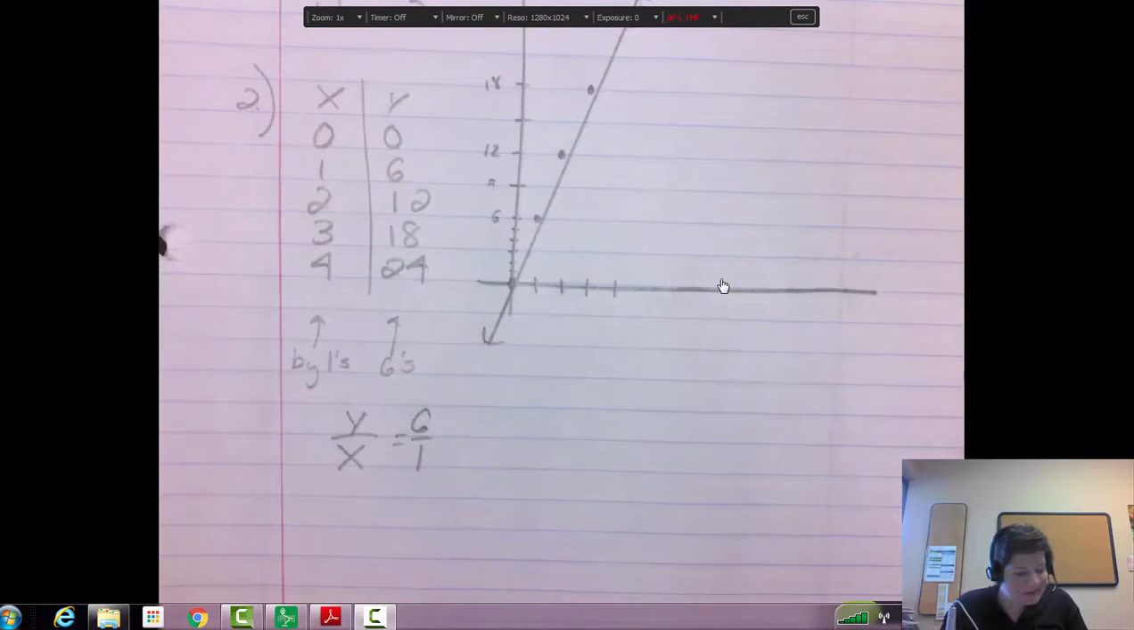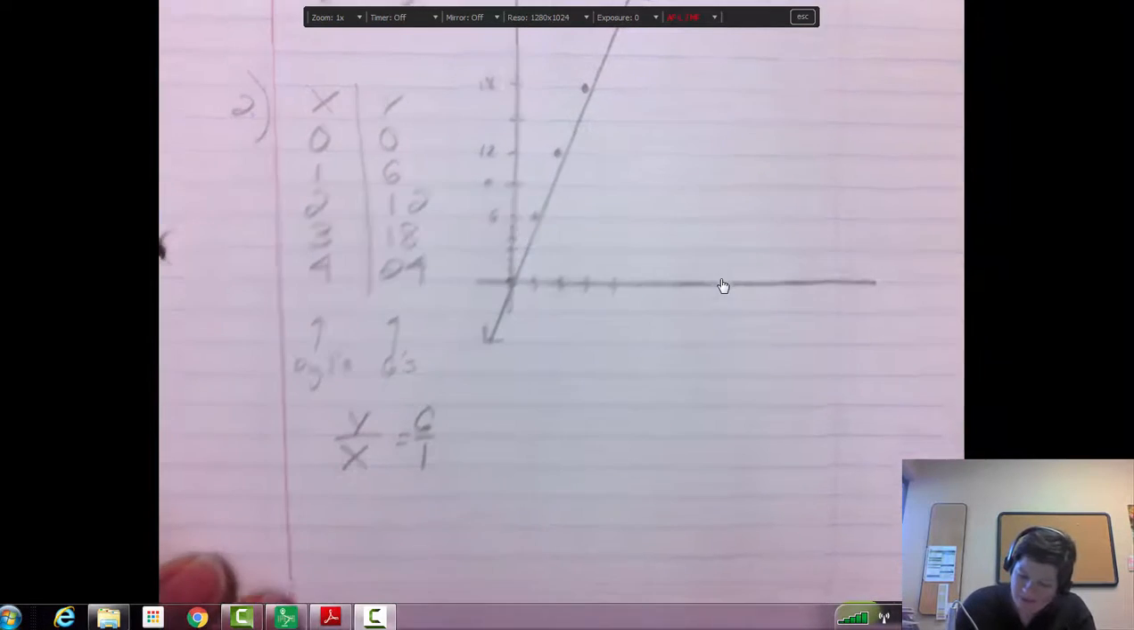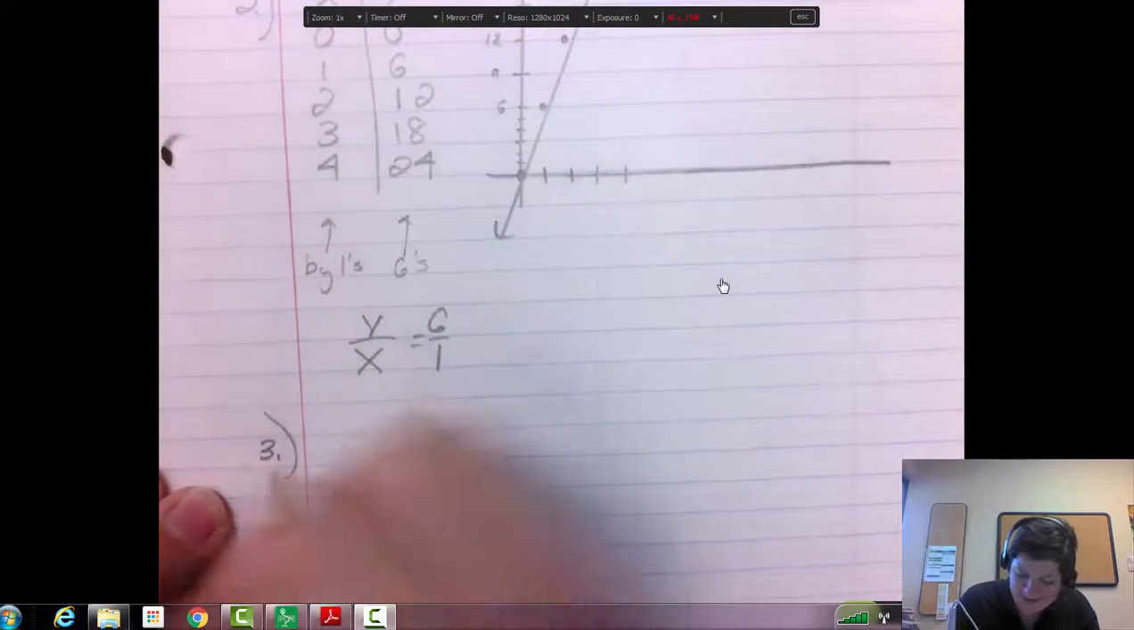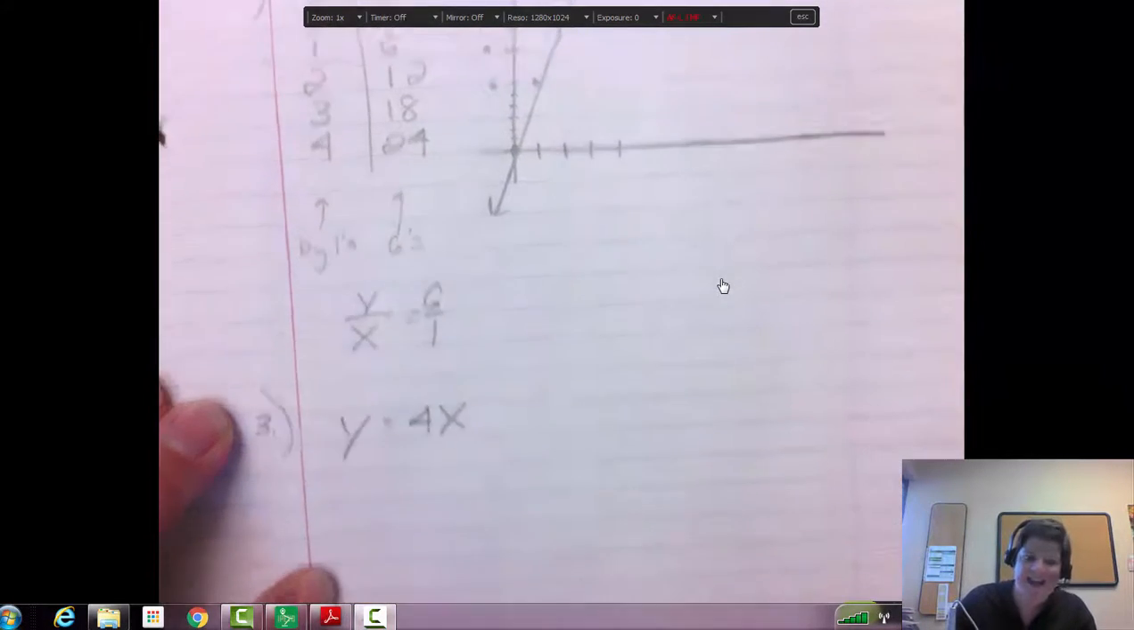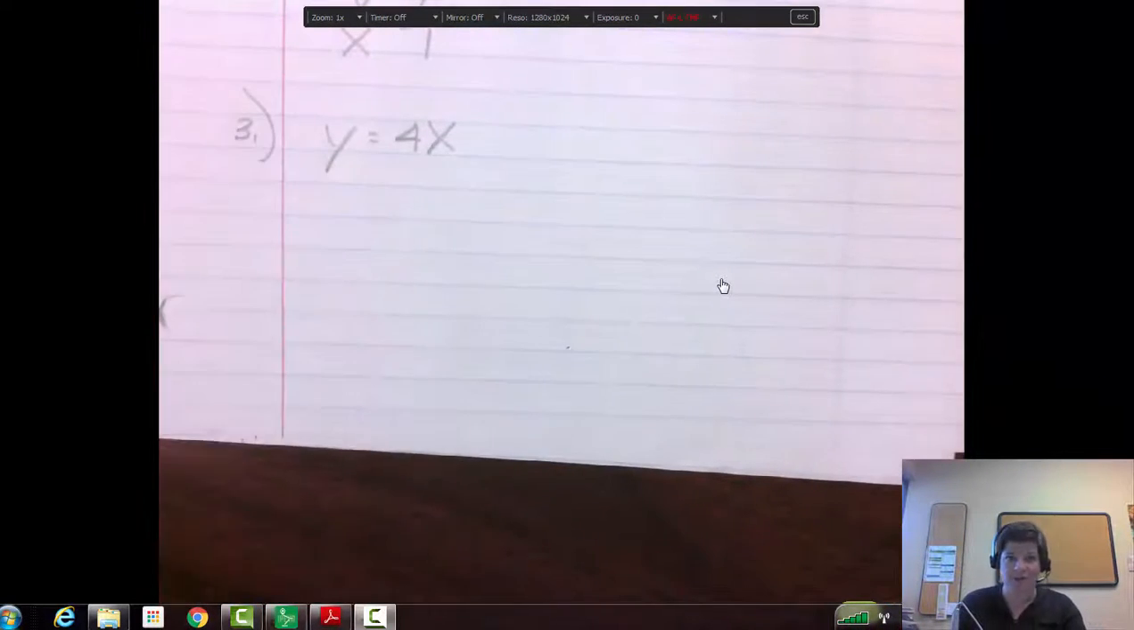Okay, so what if I'm given a formula like y equals 4x, and they ask, is this proportional? What are some ways I can know? Because that's kind of a hard problem. Well, I can put in some numbers and see if they come out proportional, but it's actually easier than that. So think about this.